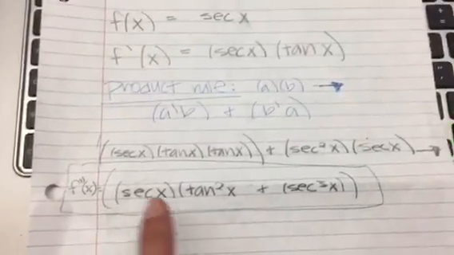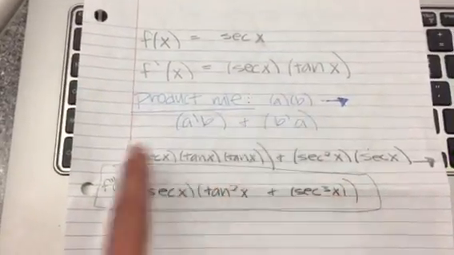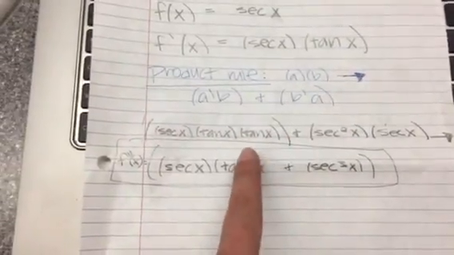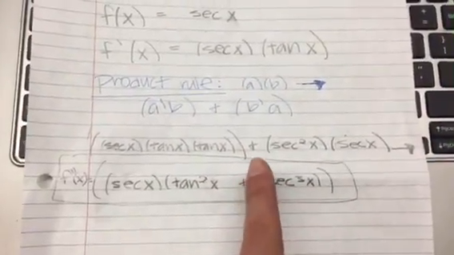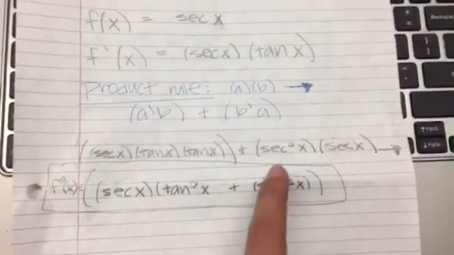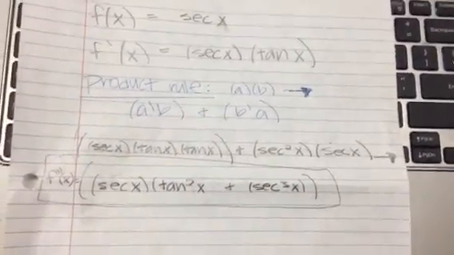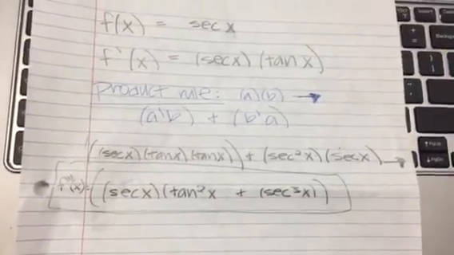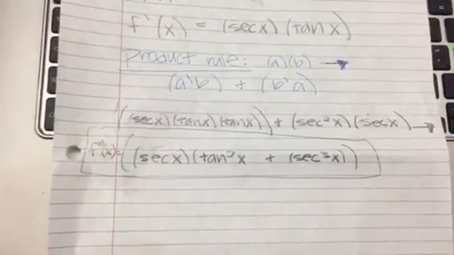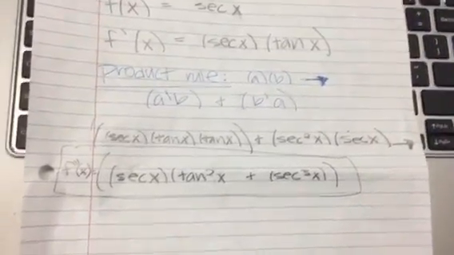Plugging in our variables, a is secant x, and so the derivative of a is secant x tan x times b, which is tan x. Plus the derivative of b being tan x, and the derivative of tan x is secant squared x, and we multiply that by a, which is secant x. When we simplify that, we get our final answer: the second derivative, f double prime x, equals secant x times tan squared x plus secant cubed x.